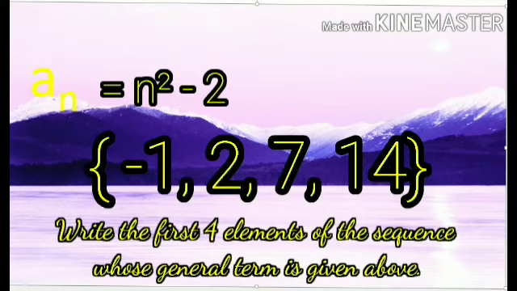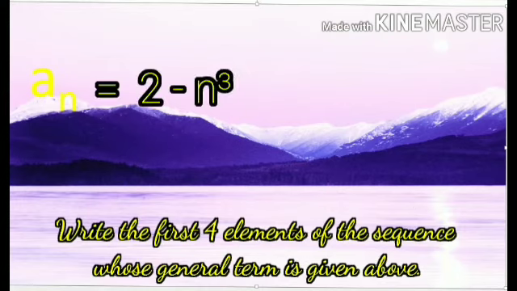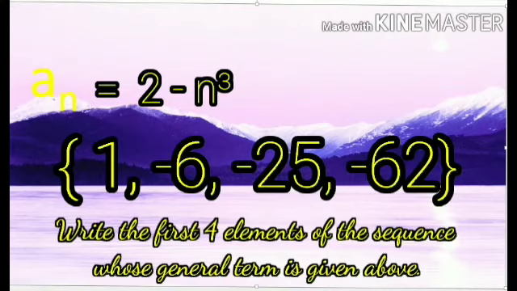Answer: -1, 2, 7, and 14. How about a sub n is equal to 2 minus n cubed? Answer: 1, -6, -25, and -62.